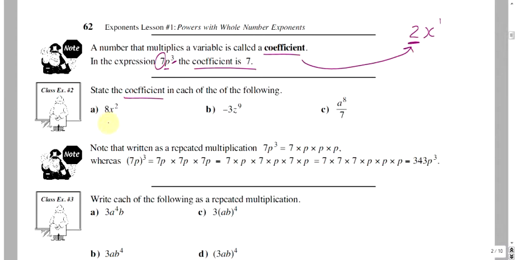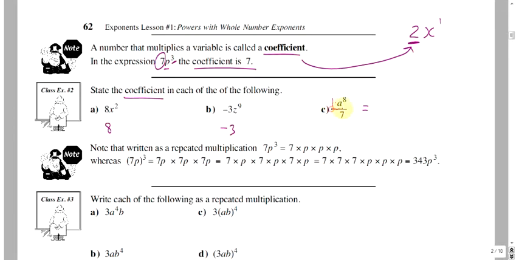State the coefficient. 8, -3, okay? This is the tricky one. Is it 7? Is it like, I don't know, -7? Is it not anything? Or is it something else? Well, can I put a 1 here? Sure, why not, you say? Right? 1 times a to the 8 is still a to the 8.